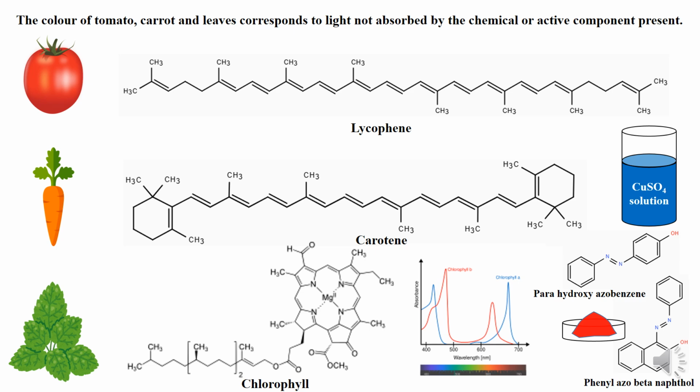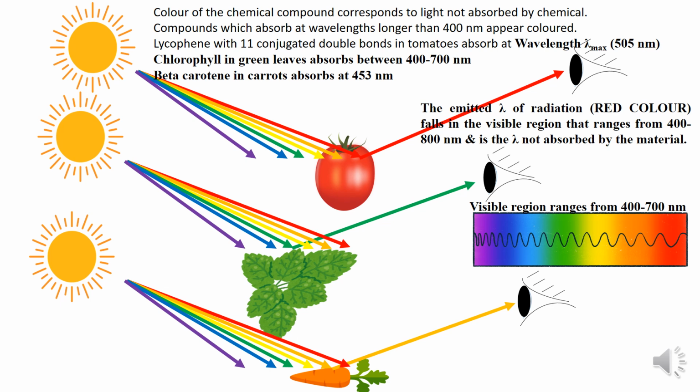Now, let's deal with these colored substances. The color of the chemical compound corresponds to the light that is not absorbed by the chemical. And compounds which absorb at wavelengths longer than 400 nanometers appear colored.